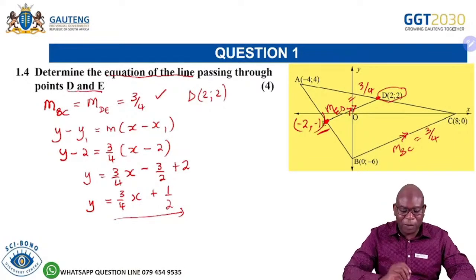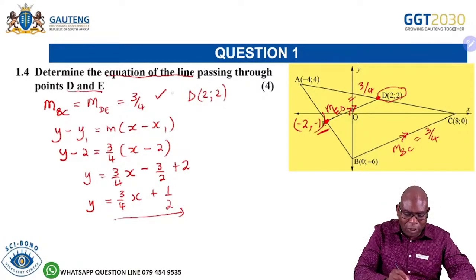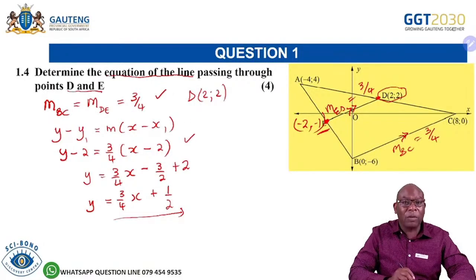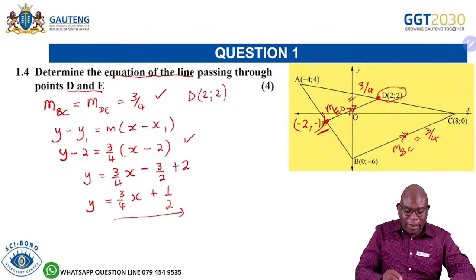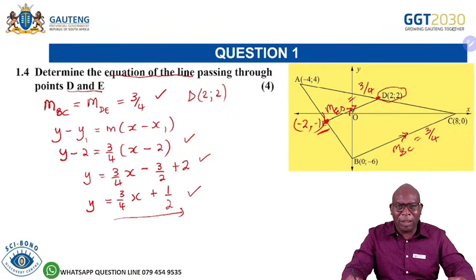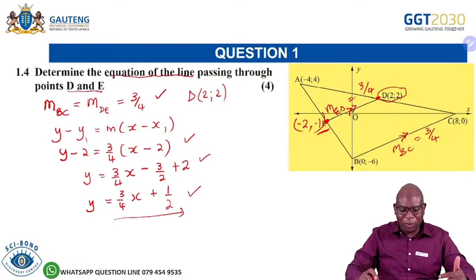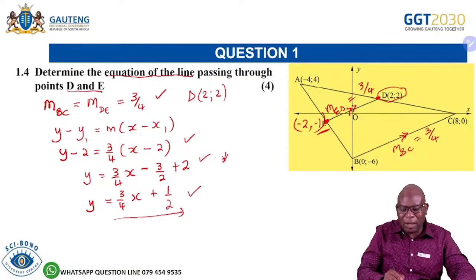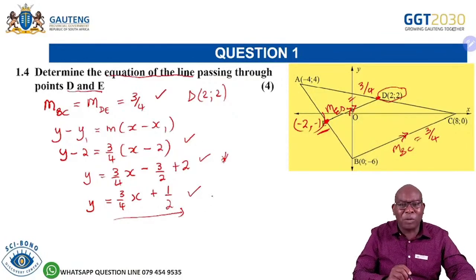So you see you already have 1 mark for your gradient there. You've got 1 mark for substituting correctly, and then you have 1 mark for simplification there, and then you've got 1 mark for the final answer. 4 marks. So the 2 marks I can get from this will come from writing the correct gradient and substituting correctly into the correct formula. And then from there, sometimes I mess up somewhere, and then my answer becomes wrong.